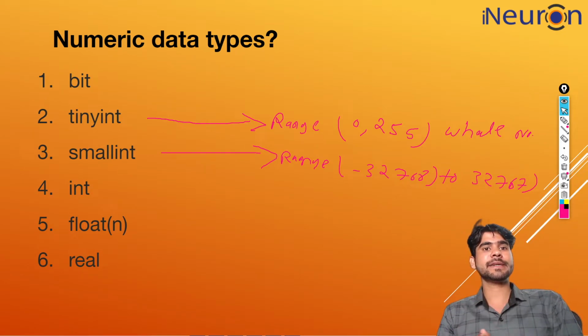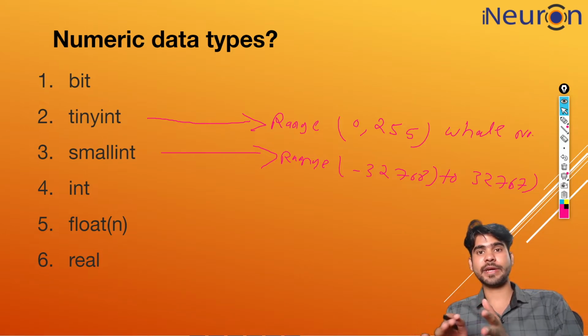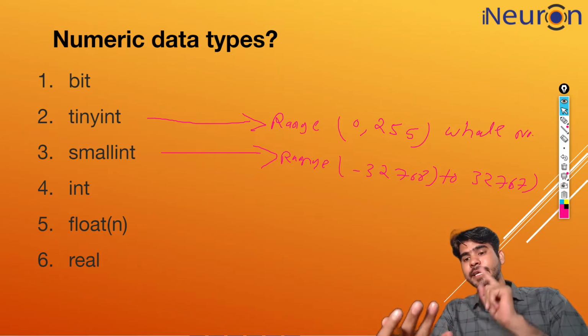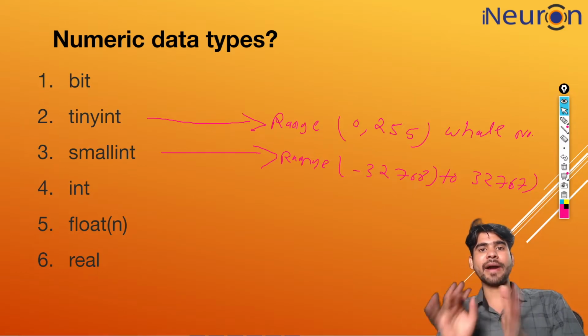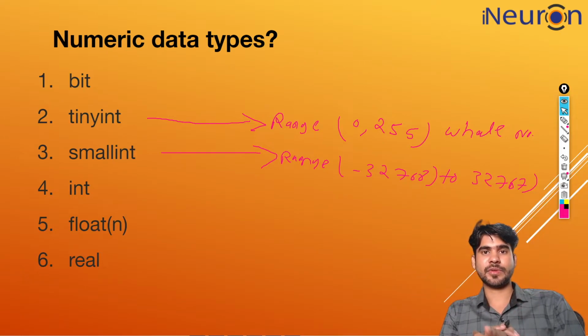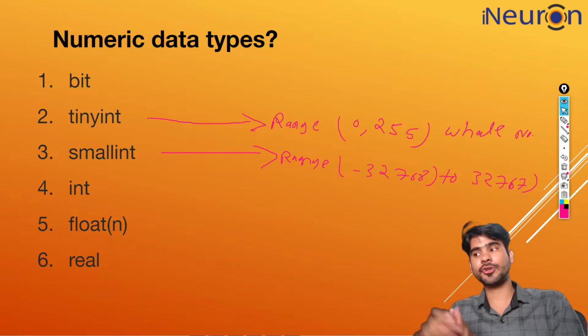Next we have int. Int also defines whole numbers, but here the int range is totally different. So tinyint, smallint and int all define whole numbers. The only difference here is the range. All have different ranges. Tinyint has the 0 to 255 range. Smallint has minus 32768 to 32767. Again, int has a different range.